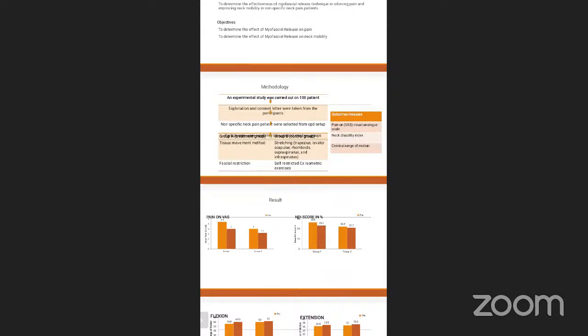The patients were categorized into two groups. Group A was the treatment group, which was given the tissue mobilization method and fascial restriction method. Group B was the control group, where stretching techniques and self-resisted cervical isometric techniques were given. Outcome measures were the VAS, that is the visual analog scale for pain rating, the neck disability index, and cervical range of motion.